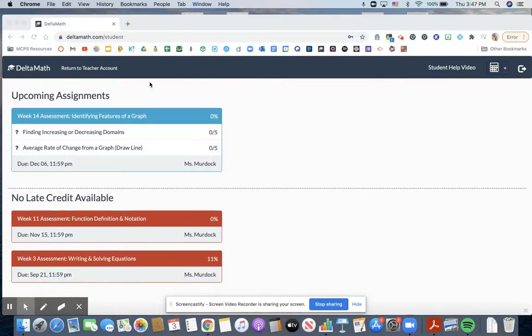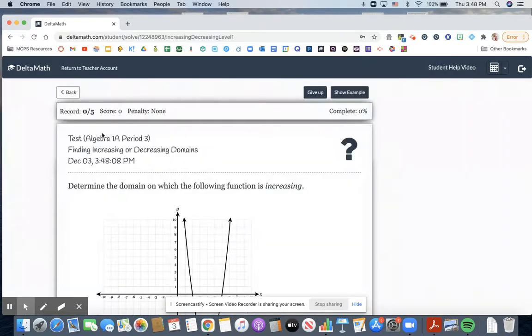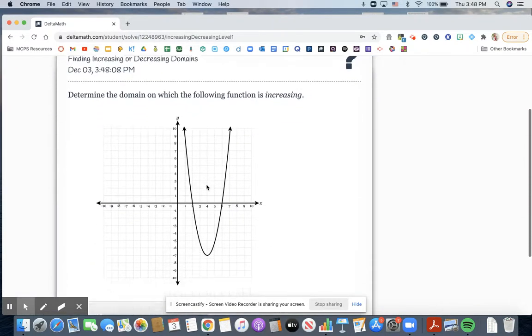Hi everyone, I'm going to do a quick video just to show you some examples of how to do the DeltaMath problems. I'm going to do two problems from each section. So I'm going to start with the first section, finding increasing or decreasing domains.